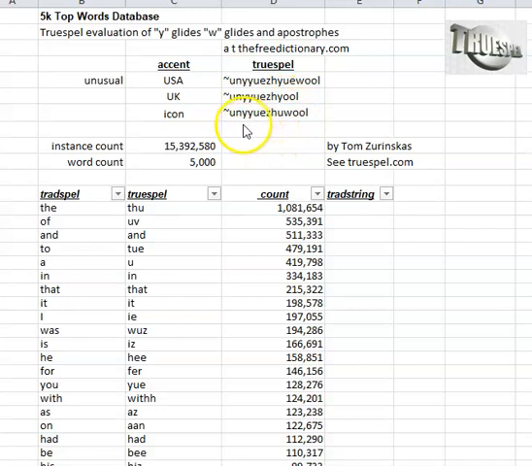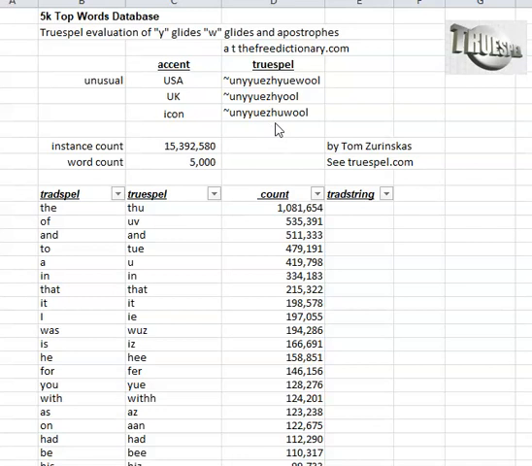And back to this one, unusual. They only have 1 Y glide. The reason there's 2 Y's here is that it starts a stressed syllable. So a double consonant always starts a stressed syllable in Truespel, and you always know what syllable is stressed. So that is one unusual word.